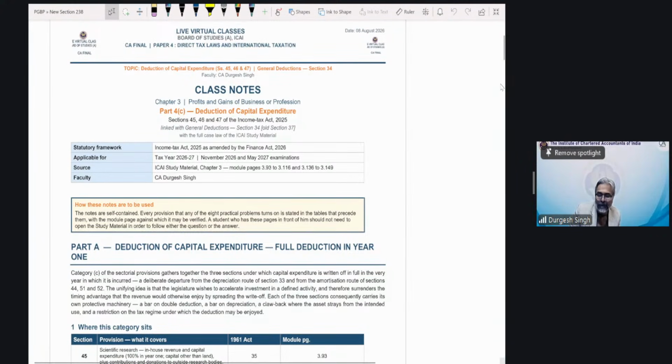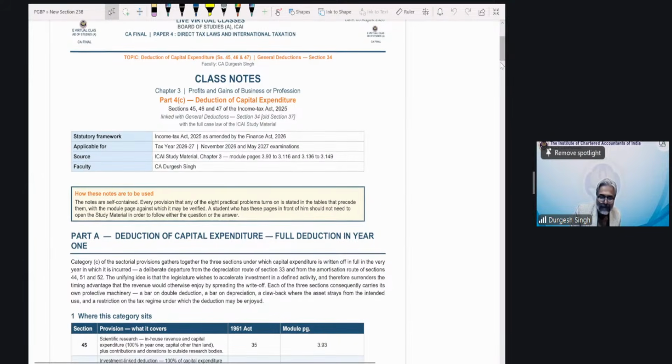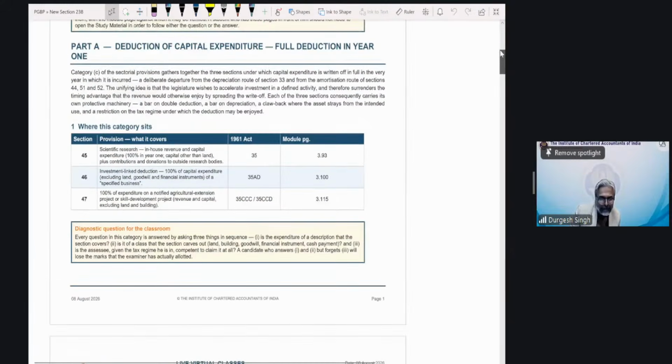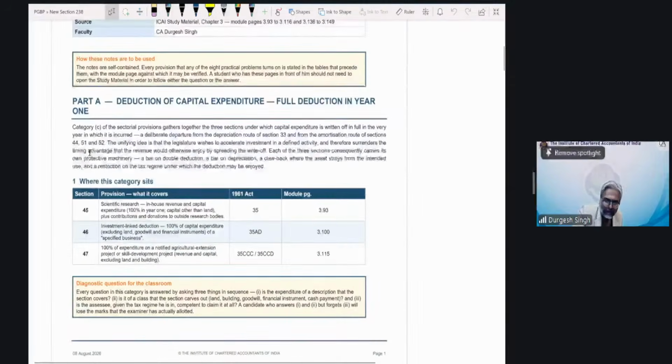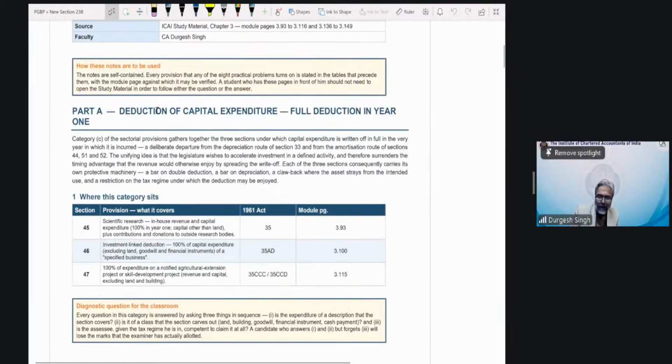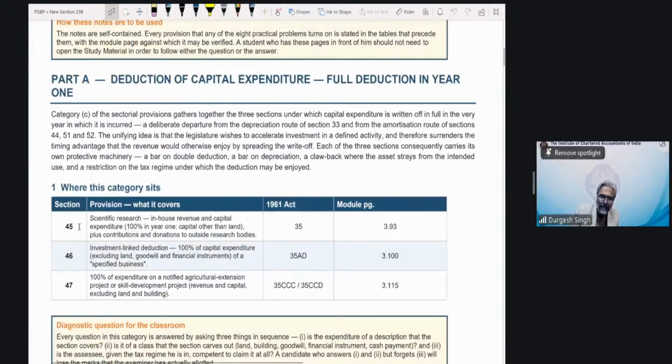Be careful on that particular part in this case. So 45 and 46, if you see, are the sections which provide you the deduction of the capital expenditure, and also 47. 45, 46 and 47. Please have a look over here, students. 45 is all about scientific research. The 45 in this context, students, is the scientific research expenditure. Old act was 35. Now it is 45.